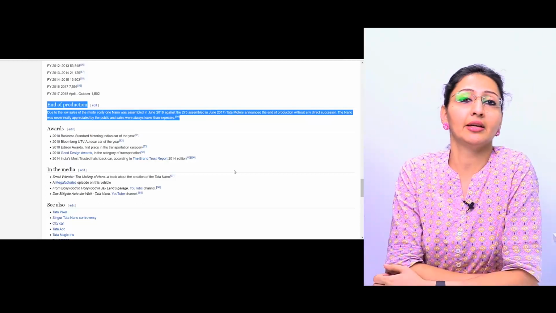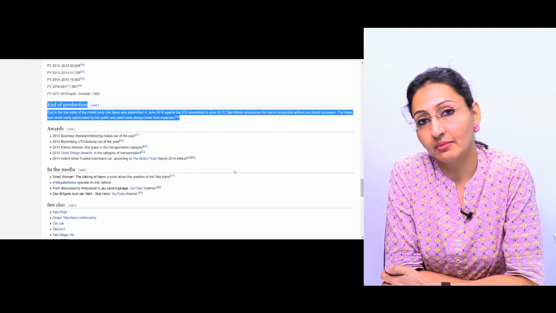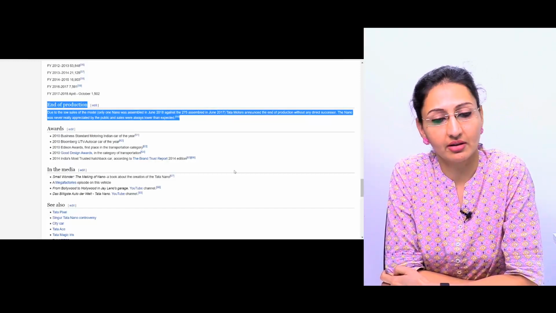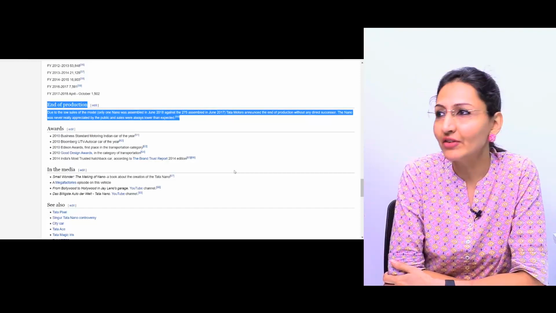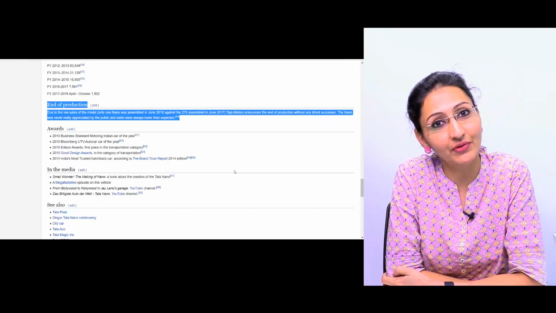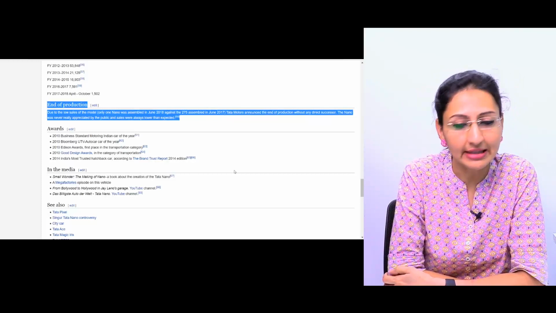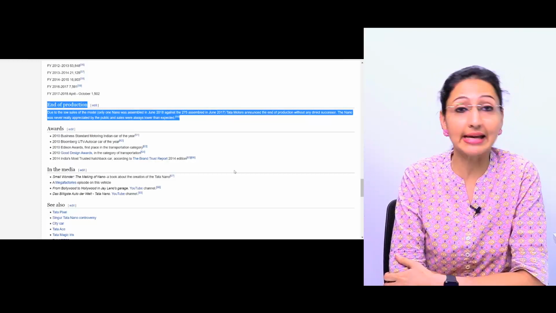On the other side, I remember when Mr. Ratan Tata announced that a car which can be affordable for everyone could come up, and you invest less than 1 lakh and get a car. This idea was appreciated like anything.